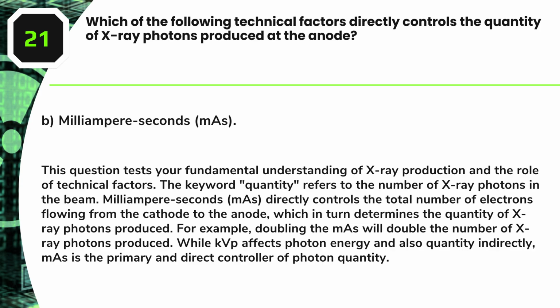This question tests your fundamental understanding of X-ray production and the role of technical factors. The keyword quantity refers to the number of X-ray photons in the beam. Milliampere seconds, mAs, directly controls the total number of electrons flowing from the cathode to the anode, which in turn determines the quantity of X-ray photons produced. For example, doubling the mAs will double the number of X-ray photons produced. While kVp affects photon energy and also quantity indirectly, mAs is the primary and direct controller of photon quantity.